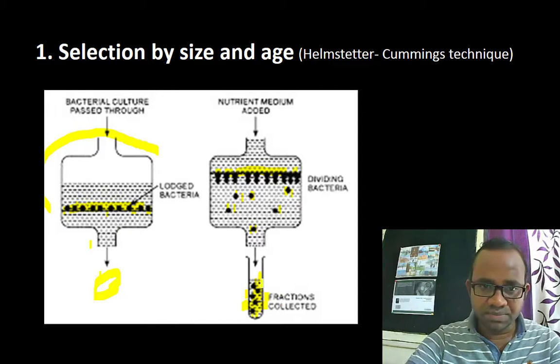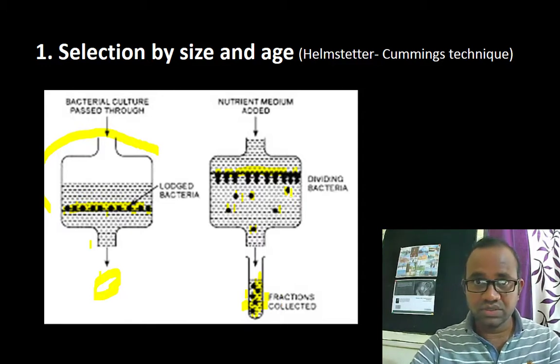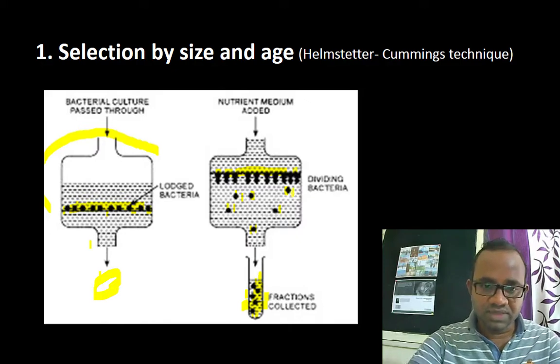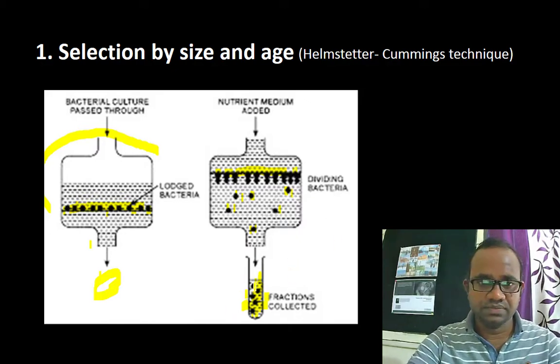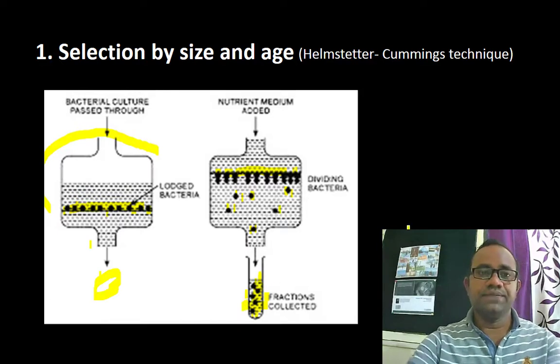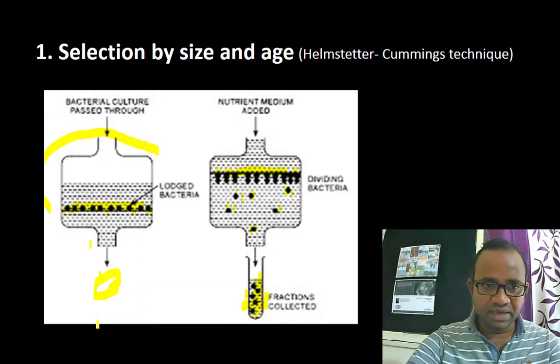So these big bacteria have undergone their binary fission process, they are in the log phase. That means the collected bacteria are at the same stage of their life cycle. This is the idea of this particular instrument, which selects the bacteria based on their size and age. Size means small bacteria are discarded out, big bacteria are retained here.